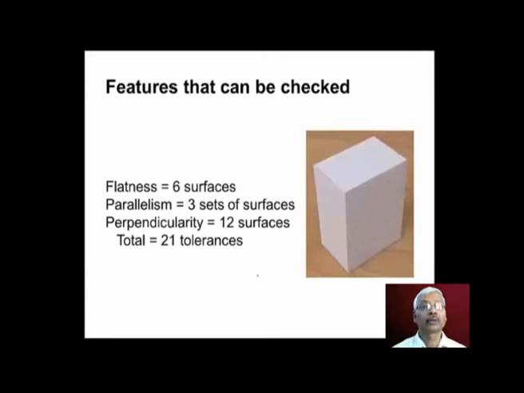Now let us discuss what are the features that can be checked by using coordinate measuring machine. We can measure the flatness of 6 surfaces. We can see we have a prismatic workpiece here which has 6 surfaces. Flatness of 6 surfaces can be checked, and parallelism of 3 sets of surfaces can be checked, and perpendicularity also can be checked. Perpendicularity between the 12 surfaces can be checked by CMM.